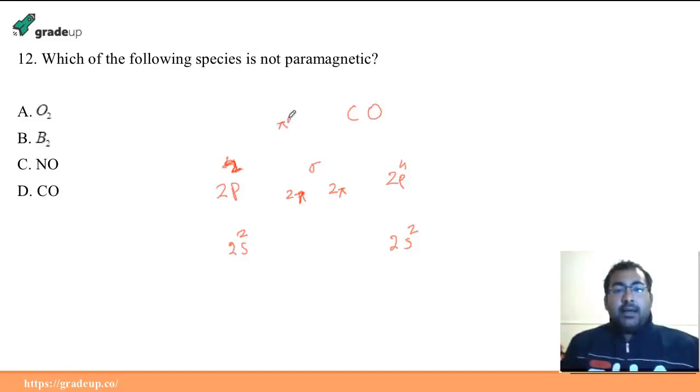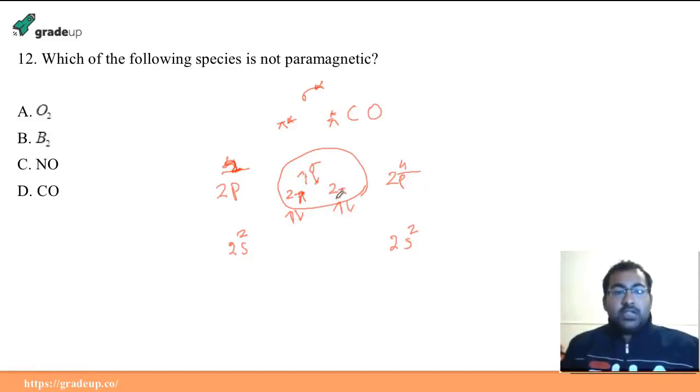Then there will be pi star orbitals you fill, and then you fill sigma star orbitals. So when you fill these 6 electrons, you'll fill first in these 3 orbitals. Every orbital will consume a couple of electrons, so there is no single free electron in this configuration of CO.